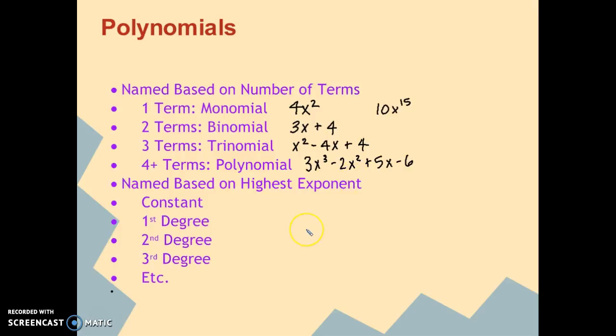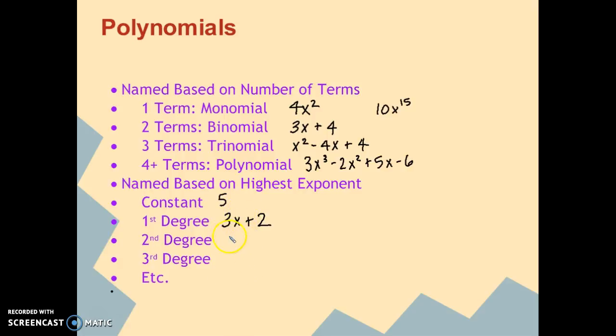You also name polynomials based on their exponent. So if it's no exponent, no variable at all, like 5, that's just a constant. A first-degree polynomial would have an x, or x to the first power. So something like 3x plus 2. There aren't any other exponents higher than that 1, so that's a first-degree polynomial.